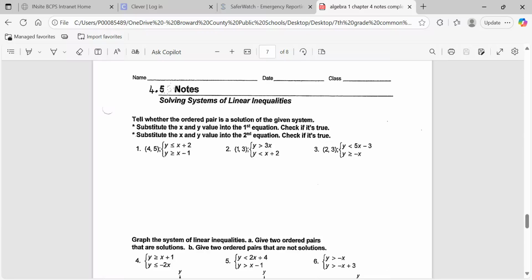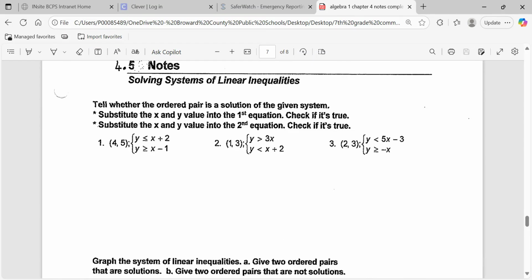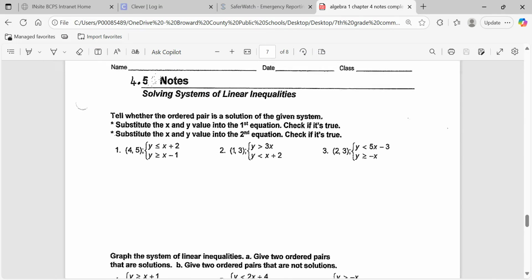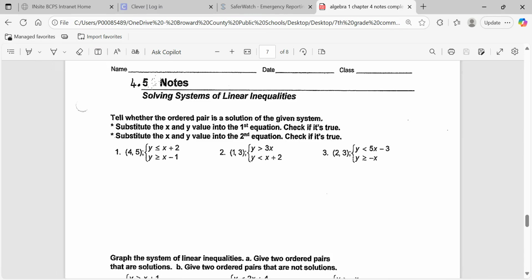Hello, Algebra. Today we are going to be doing 4.5 notes, which is solving systems of linear inequalities. To tell whether the ordered pair is a solution to the given system, we are going to substitute it into the first equation and the second equation to see if it's true. Before we just did linear inequalities and we would just put it into one. Now we'll put it into both.